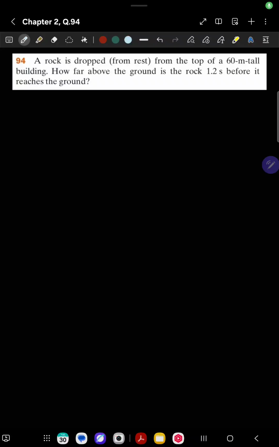The question says a rock is dropped from rest from the top of a 60-meter tall building. How far above the ground is the rock 1.2 seconds before it reaches the ground? Okay.